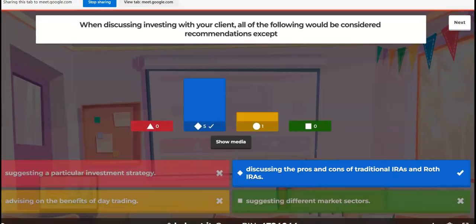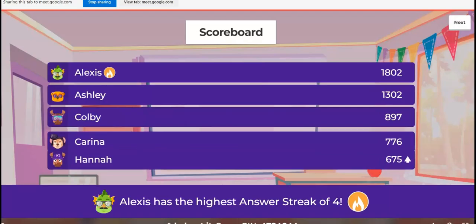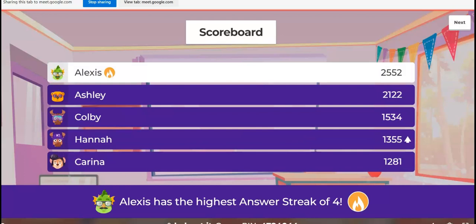Hey, you did great. All of them we consider recommendations except traditional or Roth IRAs, because it's not really an investment recommendation. It's a matter of accounts, it's a matter of taxes, which can be important, but is not considered a recommendation. Good. Let's see who we've got here. Okay, Alexis is four in a row, and Hannah moved up some points on the board.